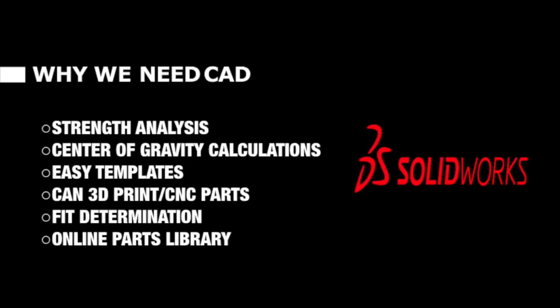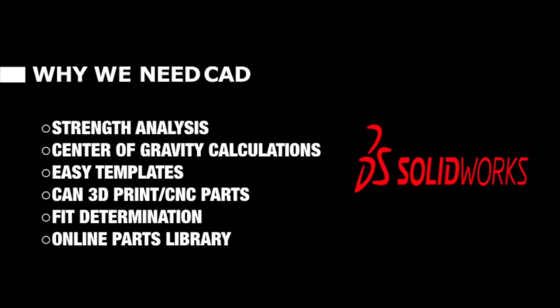So why do we need CAD? Well, you can use CAD for strength analysis to see how strong your parts are, and center of gravity calculations. So if you're building a climber or any other instance where you would need to calculate the center of gravity, you can do that easily on CAD. They're easy templates as we talked about before. You can 3D print and CNC parts, which is crucial, and we'll talk about 3D printing more later. You can use fit determination to determine how big your robot is and how you will fit all the parts into your small 18 by 18 by 18 square.